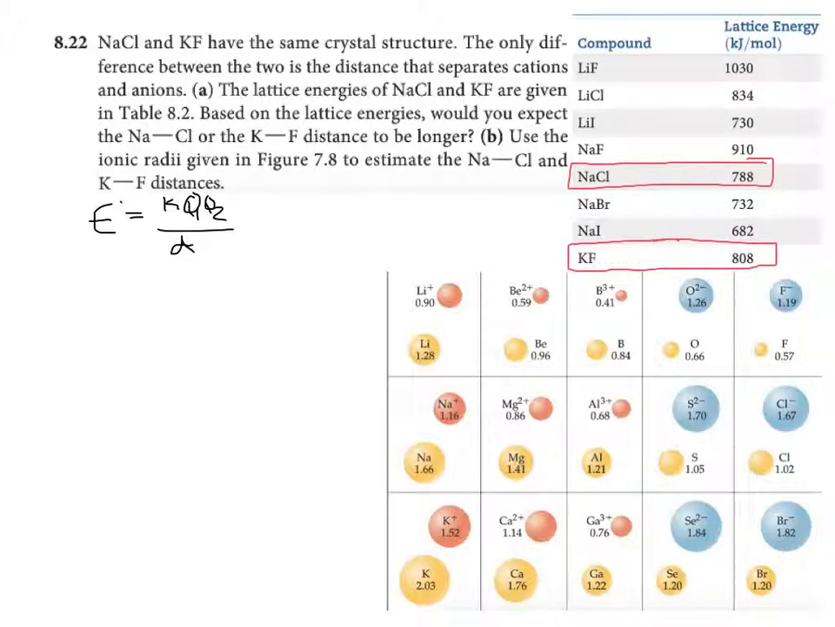So they tell us right away that they have the same crystal structure, and the only difference between the two is the distance. It also makes sense because their charges are the same, right? They're both +1, -1 compounds. So all we need to look at is the relationship between E and distance.